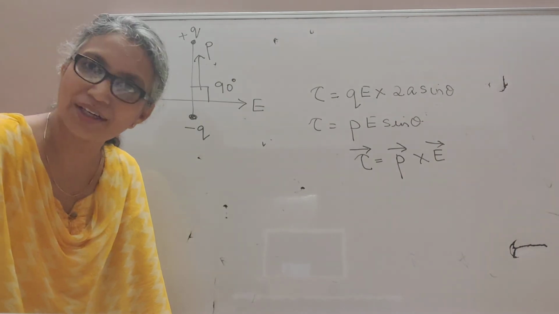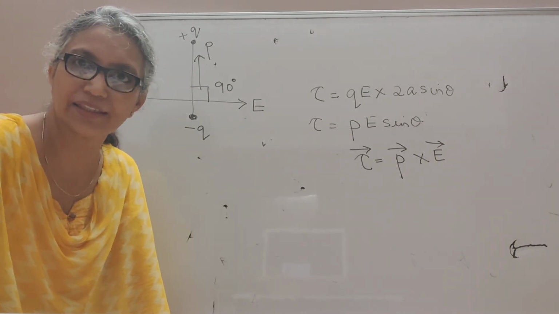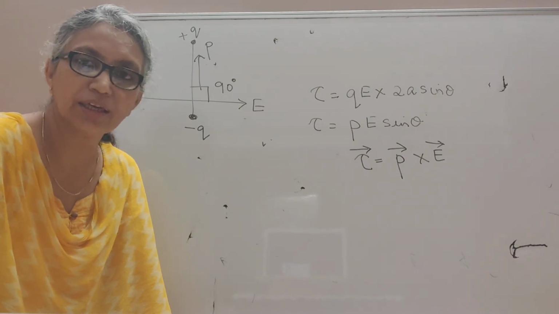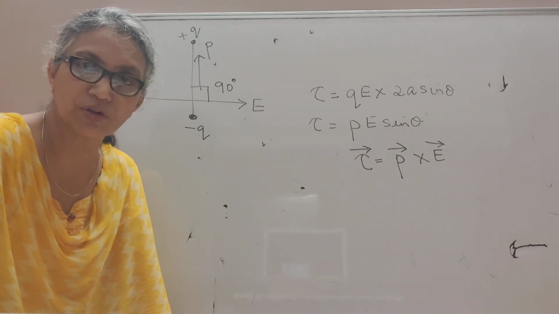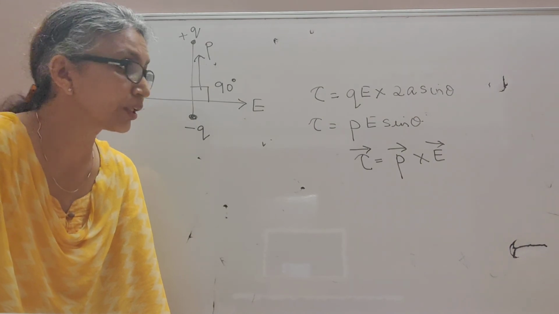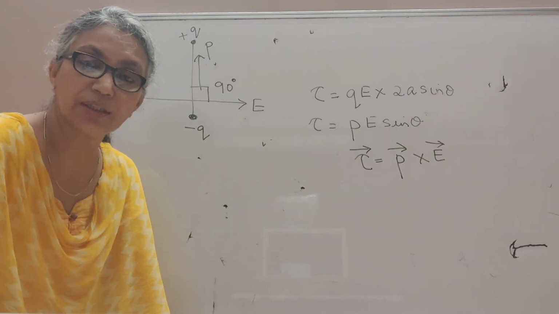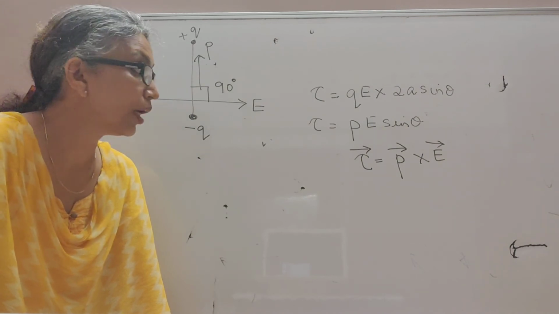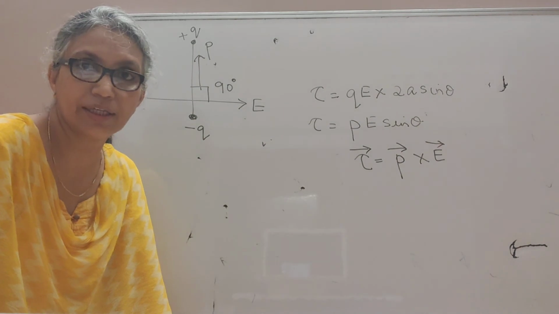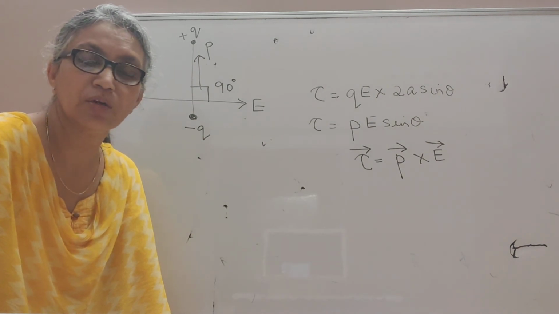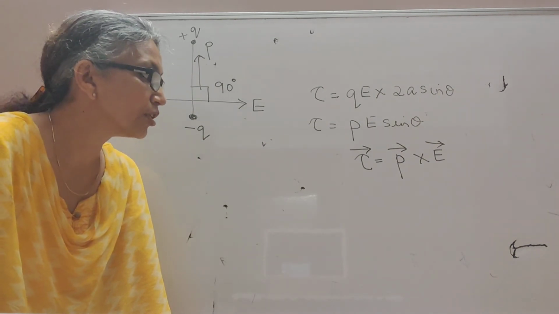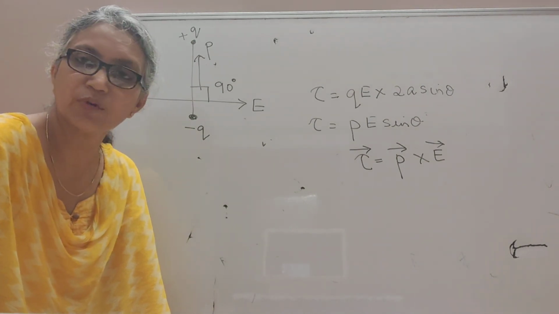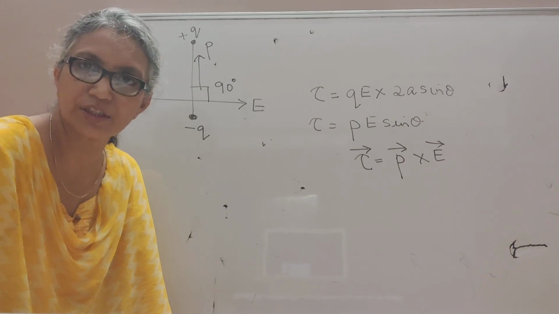So we have completed the derivations on dipole in this chapter. There are 3. One is E axial, which I did in the last class: E axial equal to 1 by 4 pi epsilon 0 into 2p by x cube. Today we did the second one, E equatorial, 1 by 4 pi epsilon 0 into p by x cube. And the last one, torque experienced by an electric dipole when you place it in an external field, tau equal to P cross E.